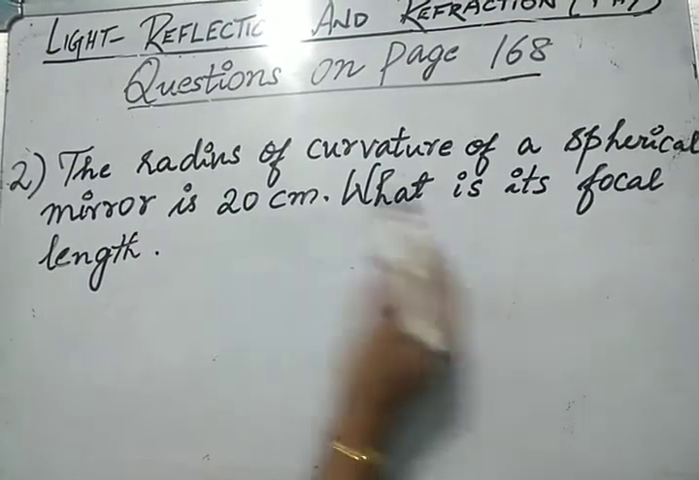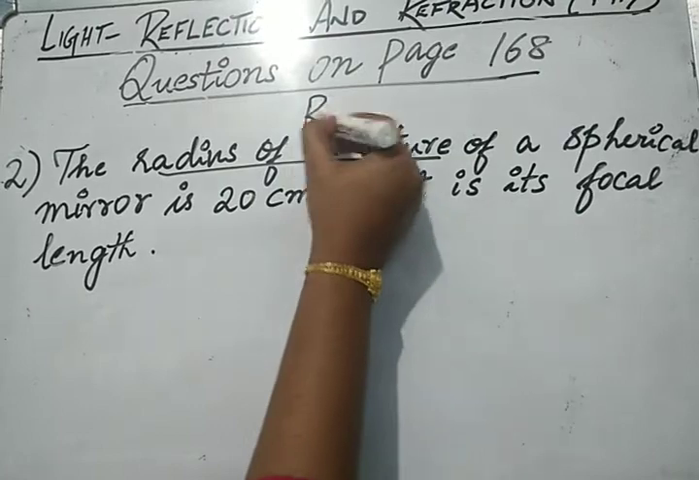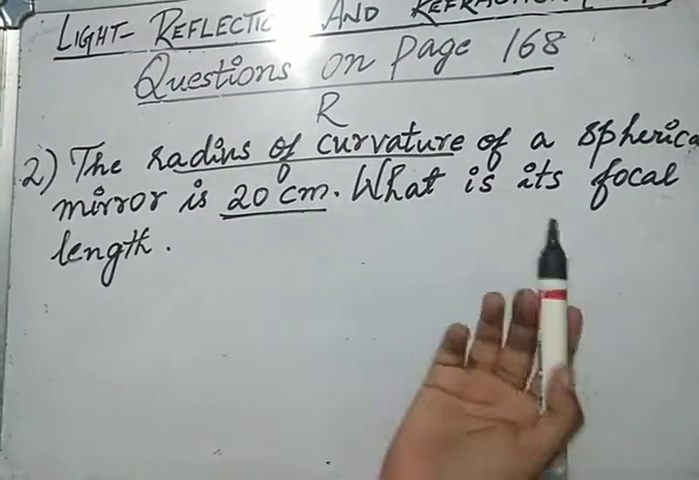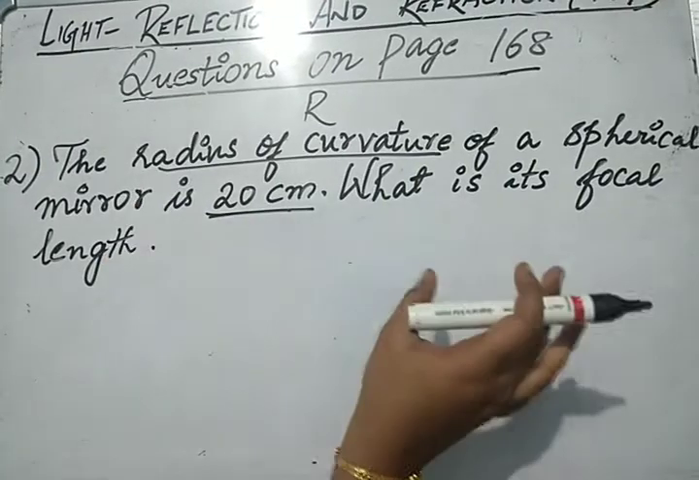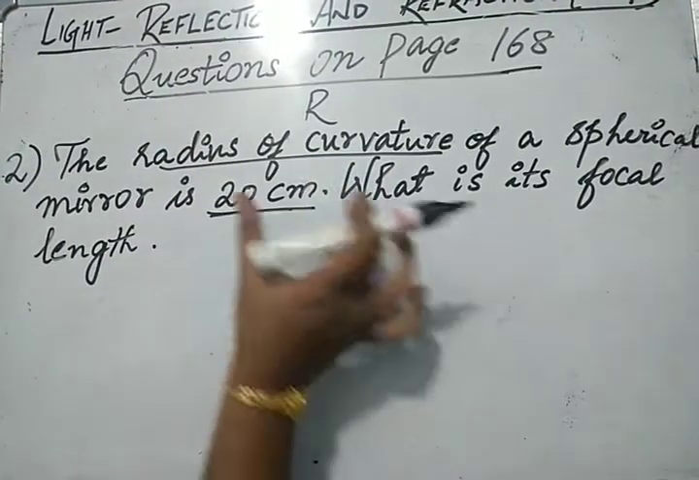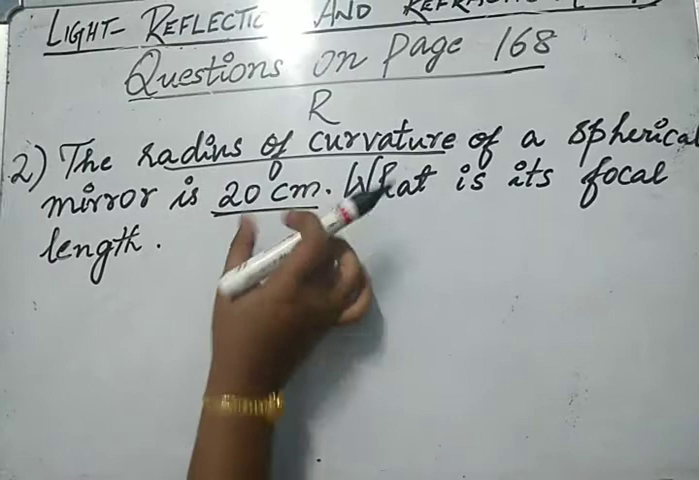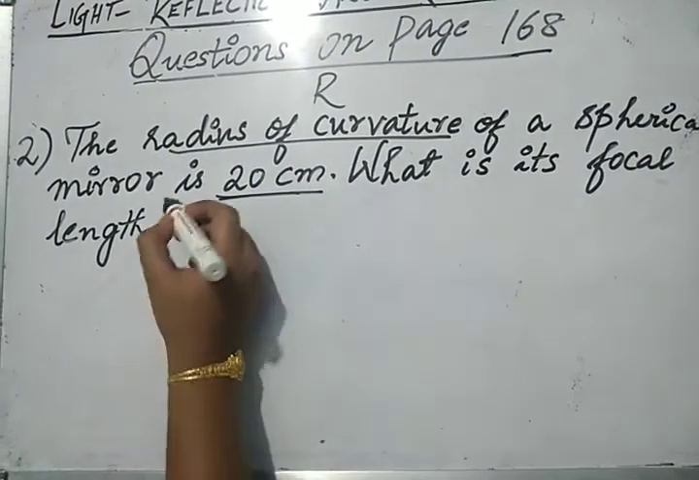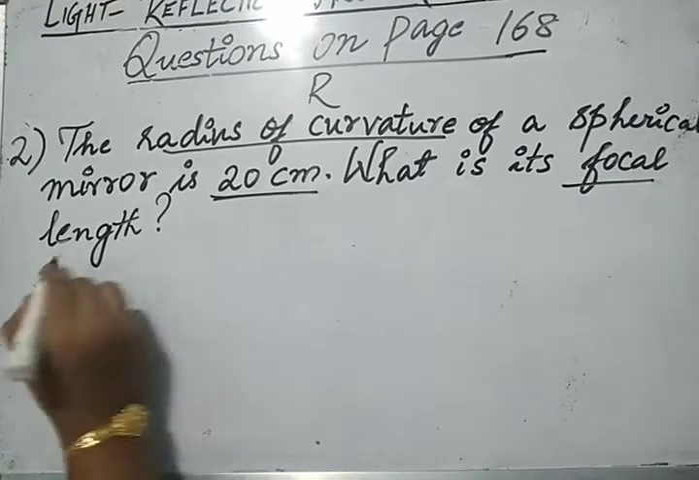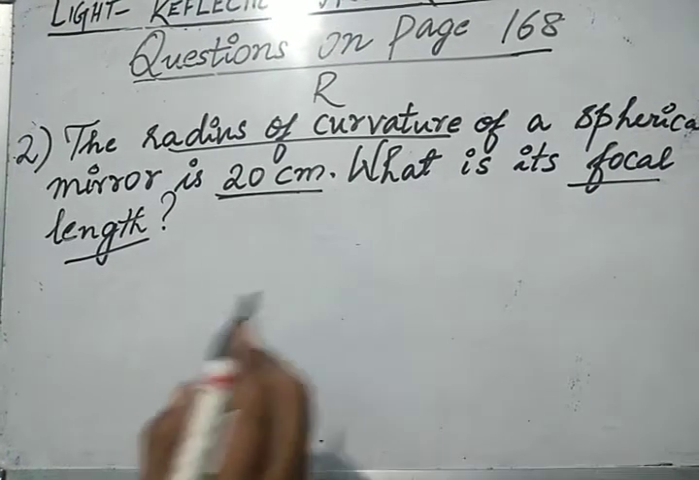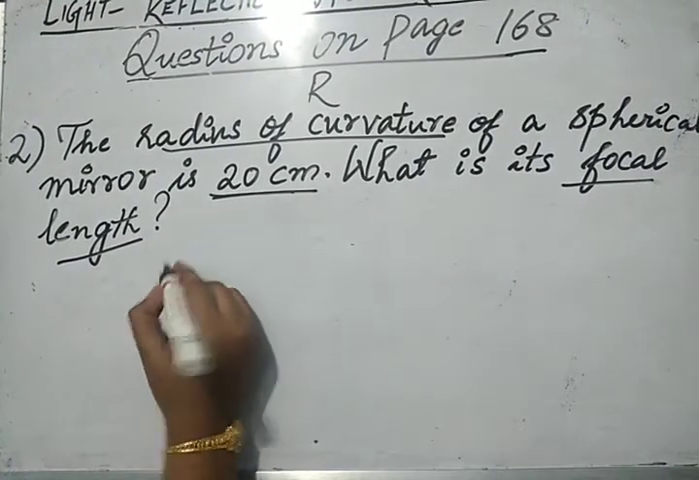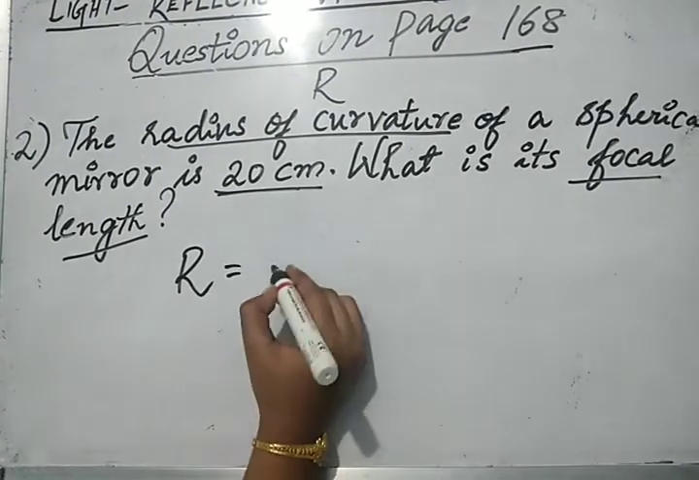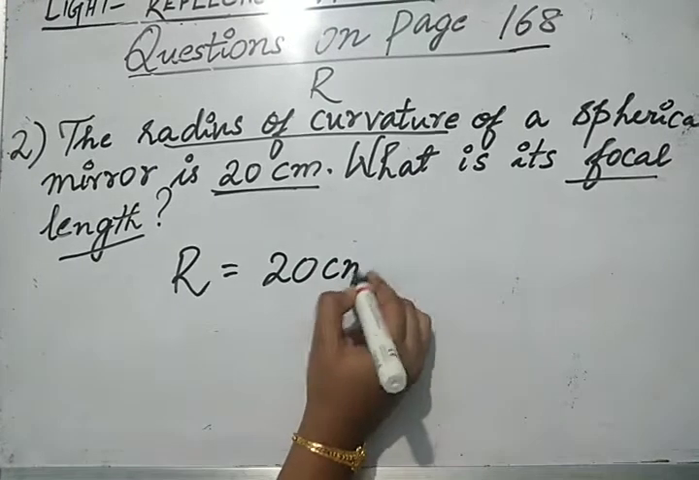The radius of curvature R is 20 centimeter. Which spherical mirror? It's not mentioned, so don't bother about that. Just see the question properly. The radius of curvature is 20 centimeter. And what we have to find? We have to find the focal length of that spherical mirror. So I write whatever is given. Radius of curvature is equal to 20 centimeter.